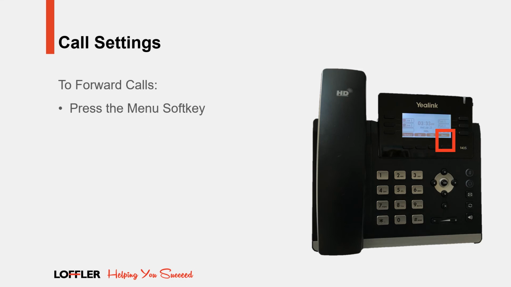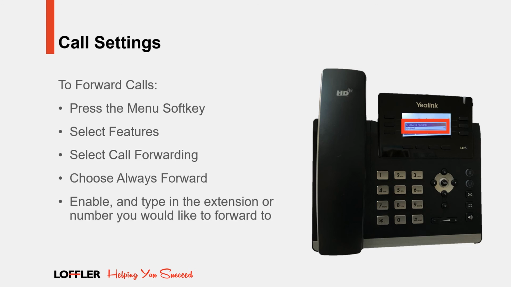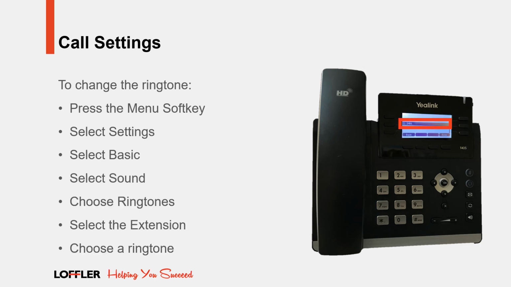To forward calls to another number, press the Menu soft key. Select Features. Select Call Forwarding. Choose Always Forward. Choose Enable and type in the extension or number you would like to forward to. To change your ringtone, press the Menu soft key and select Basic. Select Sound. Choose Ringtones. Select the extension and choose a ringtone.